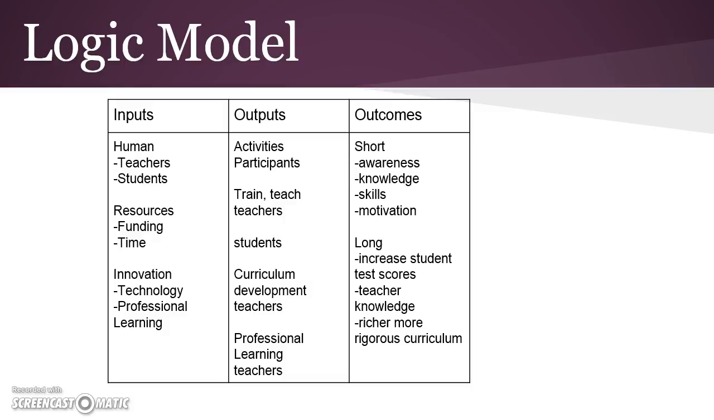The output, once again, is the training and the teaching of the students and the teachers. There will be curriculum development and also the professional learning for teachers. So the outcomes of this is that for the short-term goals, we have the awareness, knowledge, skills, and motivation of both teachers and students. And then the long-term goal will be an increase in student test scores and a richer, more rigorous curriculum.